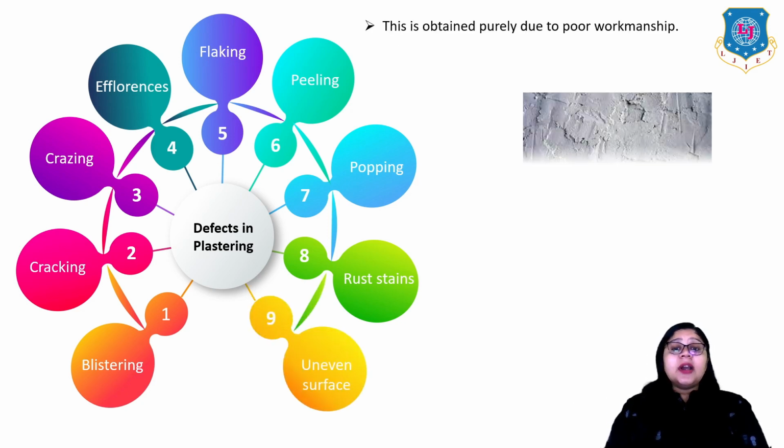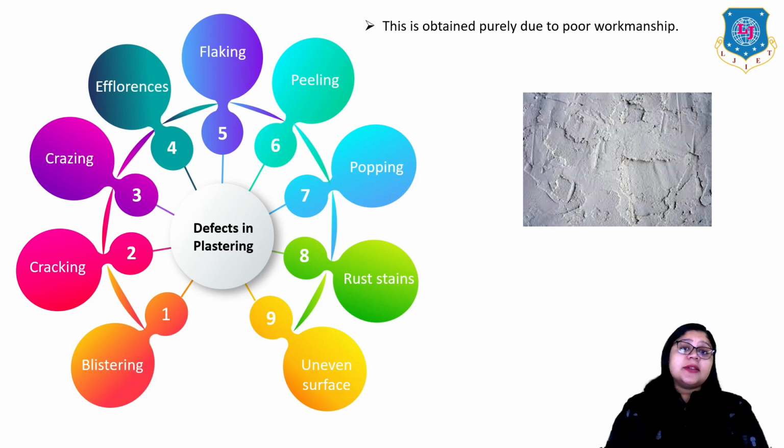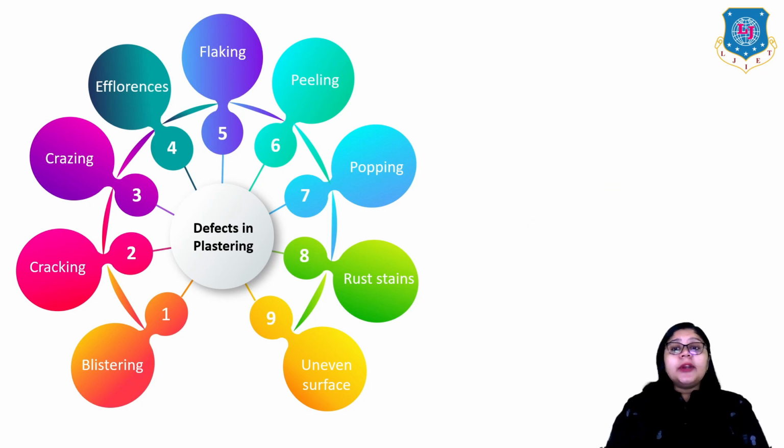And the last type is the uneven surface. This is obtained purely due to poor workmanship. Here you can see the image of how this uneven work results from poor workmanship. So with this we have completed the defects in plastering.